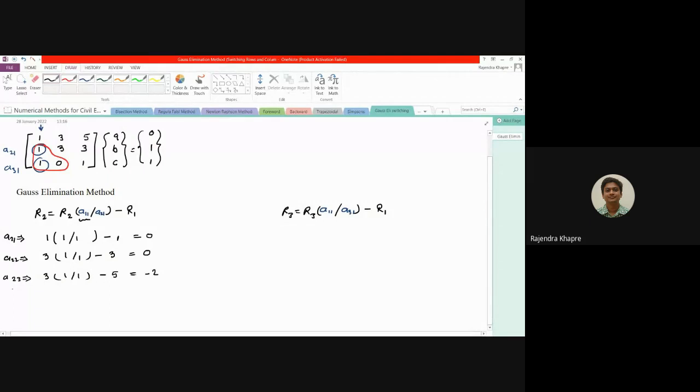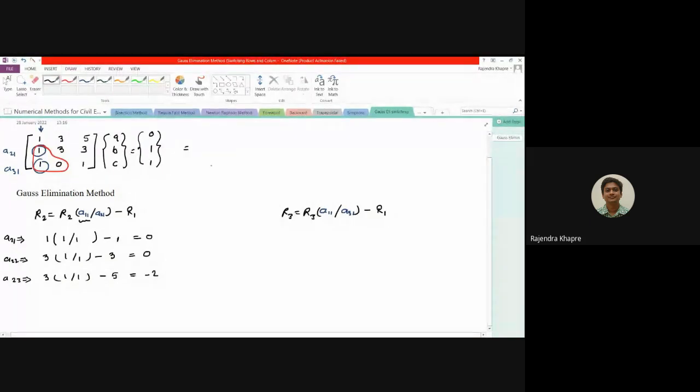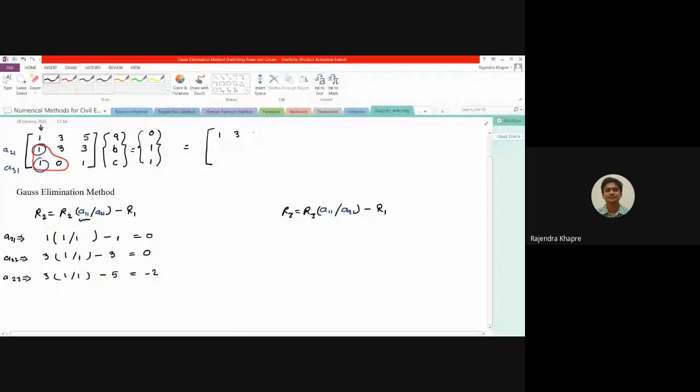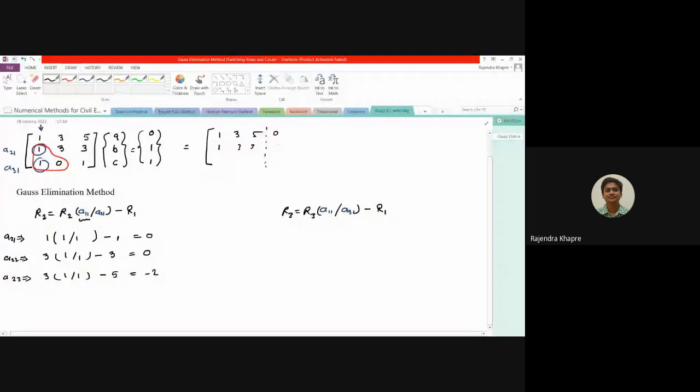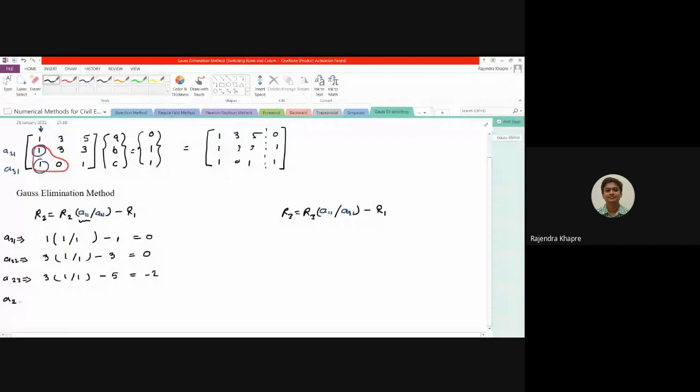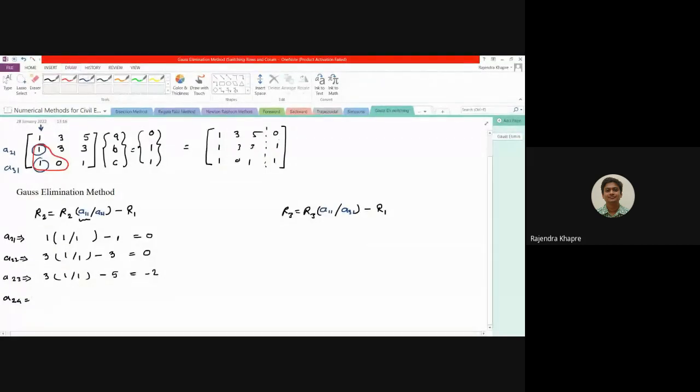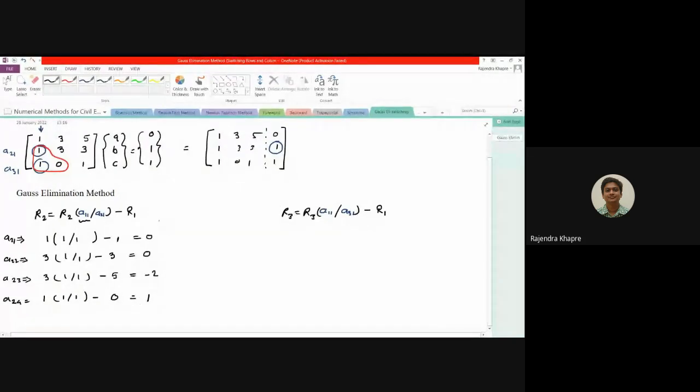I think I have not written this in augmented form, so let me write it in the augmented form. 1 3 5 and here you will have 0. This is 1 3 3 and this will be 1, and this will be 1 0 1 and this will also be 1. Now you will also have the second row and fourth column, so I'm talking about this one now. The same expression will be there, 1 by 1 minus. Now r2 is 1 and this will now be 0. So this is not going to change, it remains 1. These are the values of your row 2.